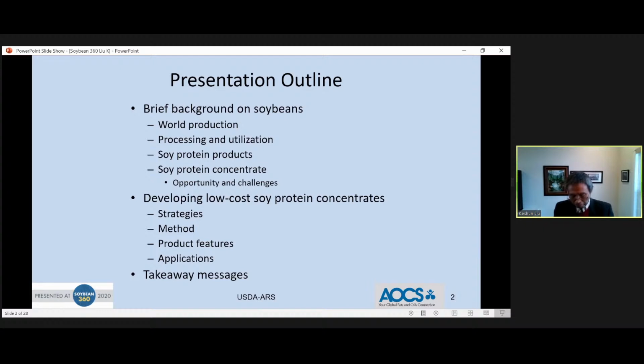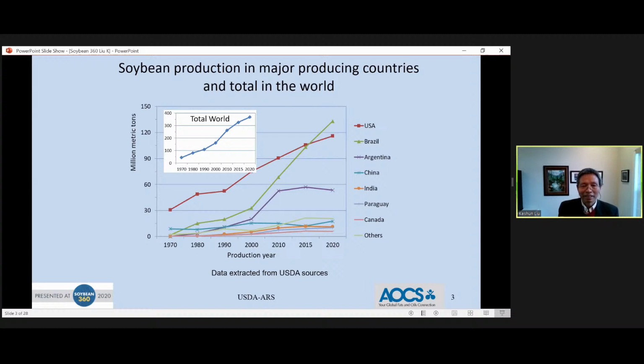This slide shows the last 50 years of world soybean production from 1970 until this year. You can see the soybean production increased steadily, particularly in the last 20 years. Currently, the world's total annual soybean production is estimated at 380 million metric tons.